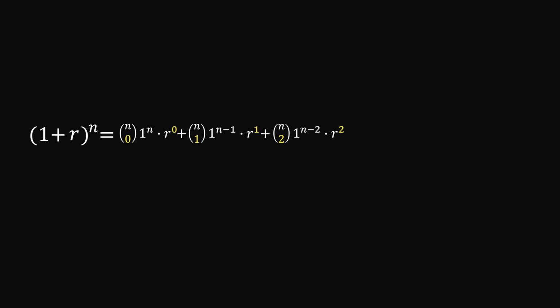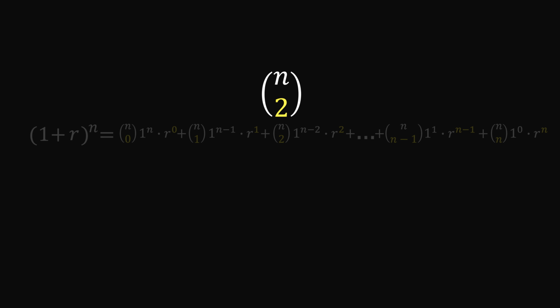The coefficient is to pick 2 out of n, and so on, until 1 times r to the power of n minus 1, meaning roll once, grow n minus 1 times. Coefficient is picking n minus 1 out of n. To the last one, roll 0 times, grow n times, with a coefficient of picking n out of n. In the next video, we will see how to calculate this coefficient.